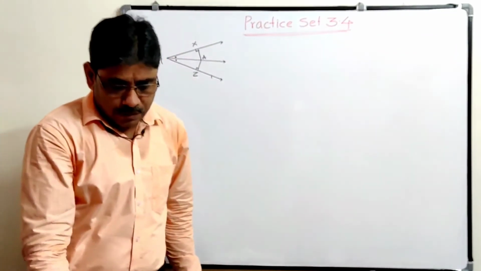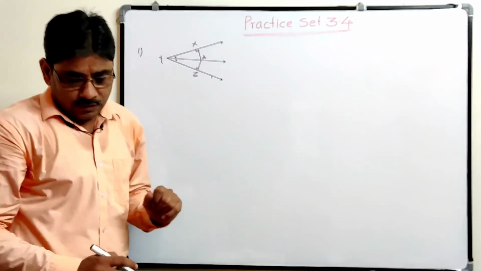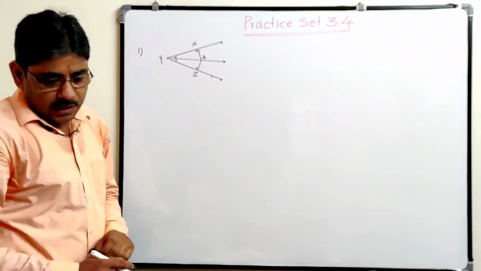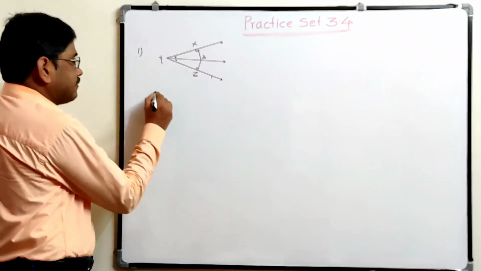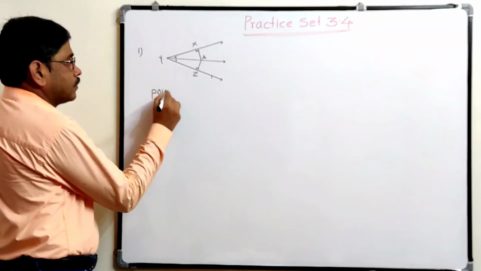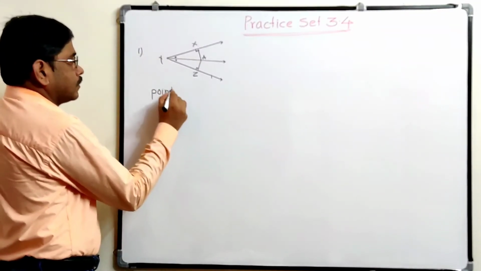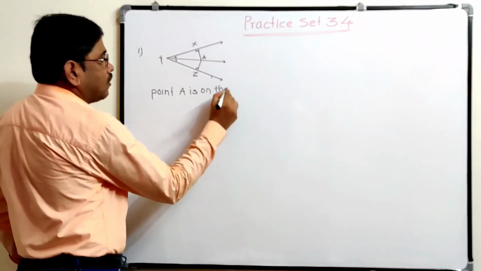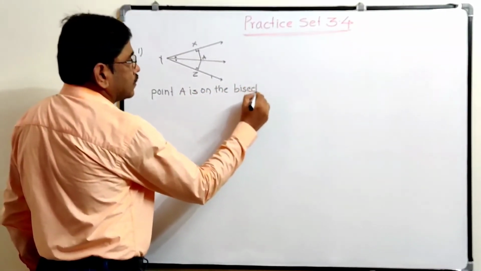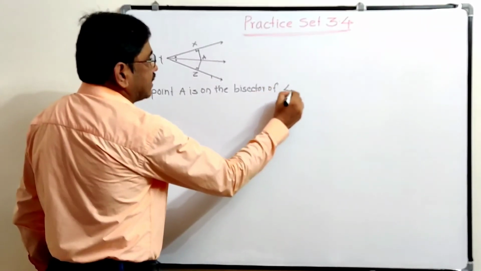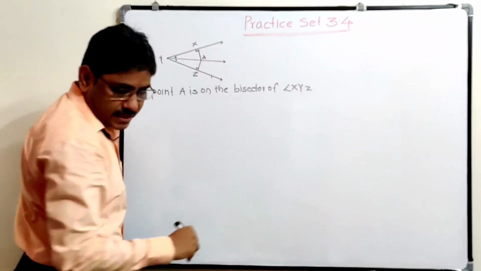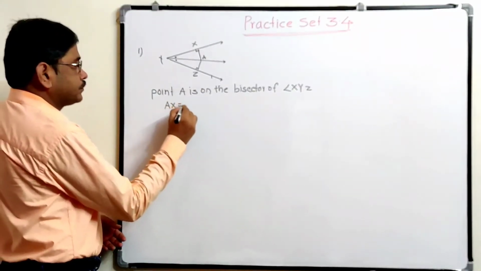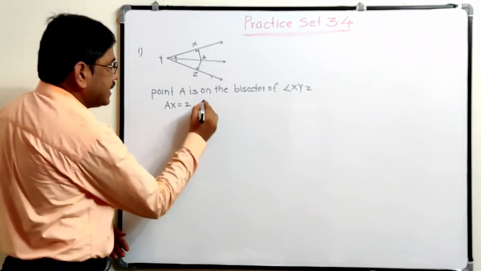First question: point A is on the bisector of angle XYZ. What is given? AX is equal to 2. Then find AZ.